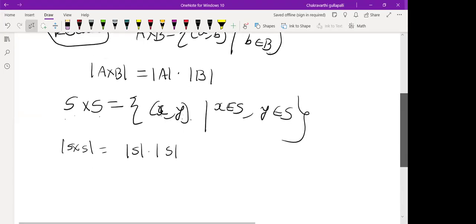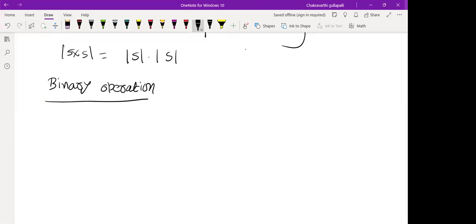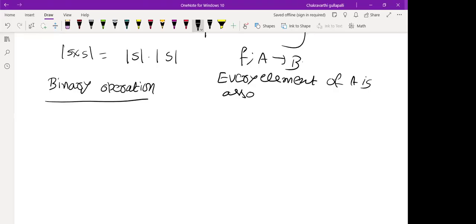Then we define what is called the binary operation. What is a binary operation? All of you might be knowing this. It is nothing but a function. What is meant by function again? Basic terminology of function: we say that f from A to B is a function, provided every element of A is associated with a unique element of B. This uniqueness is very important, otherwise it is not a function.